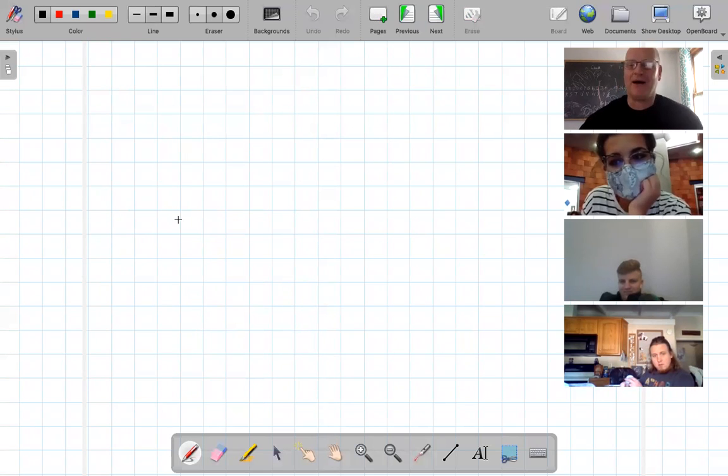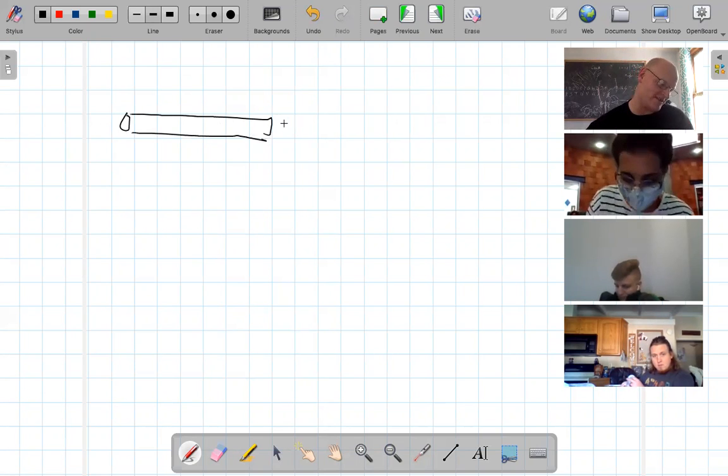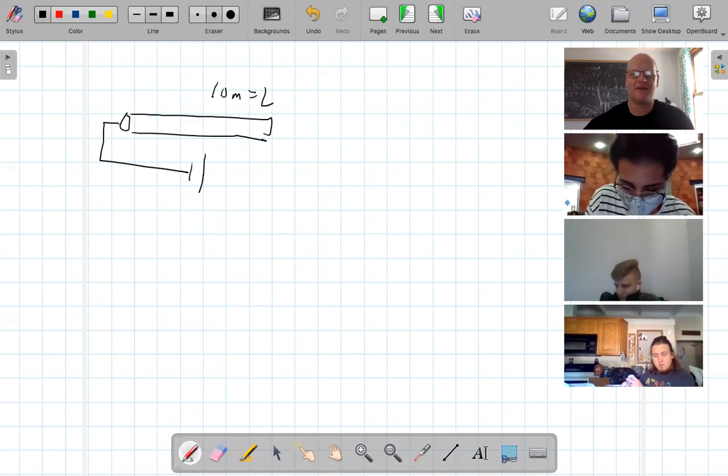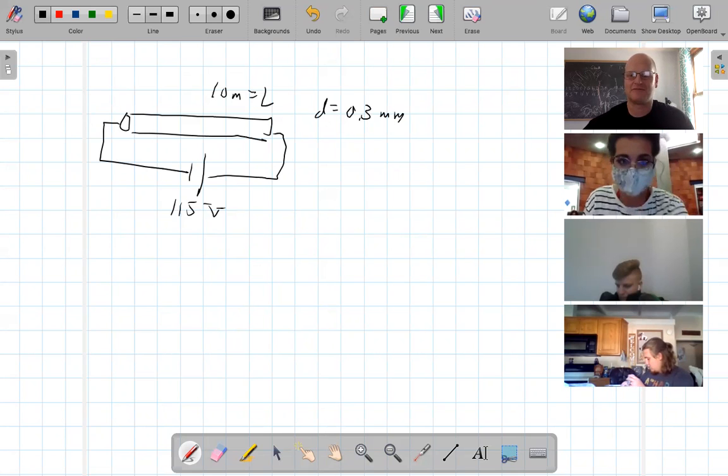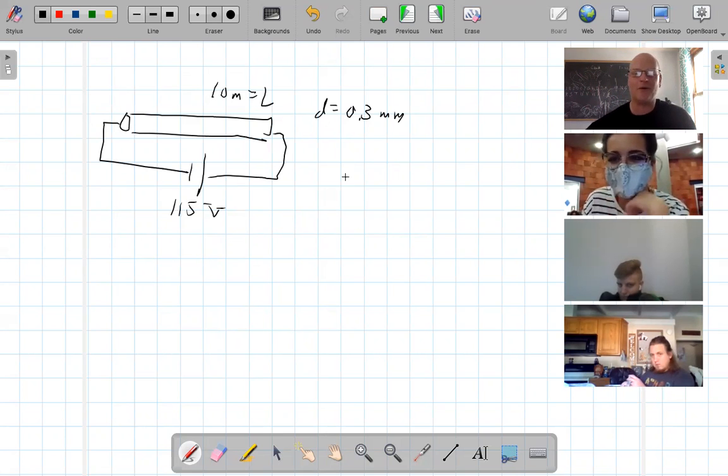Okay, so anyways, we're told that here's our wire. Our wire is 10 meters long, so this has a length of 10 meters. It has a potential difference applied across it. That potential difference is 115 volts. It also has a diameter equal to 0.3 millimeters. So we want to know what is the resistivity inside of the wire.